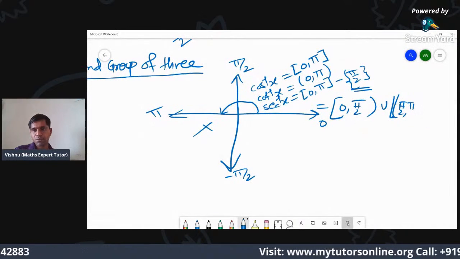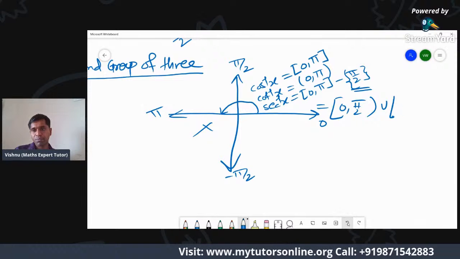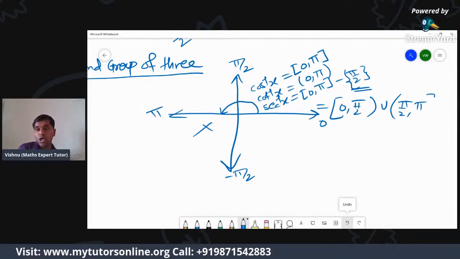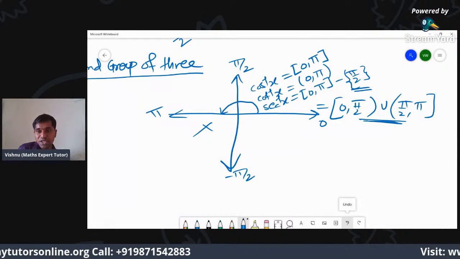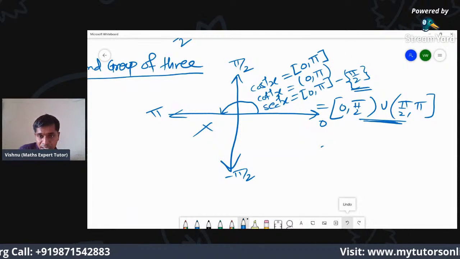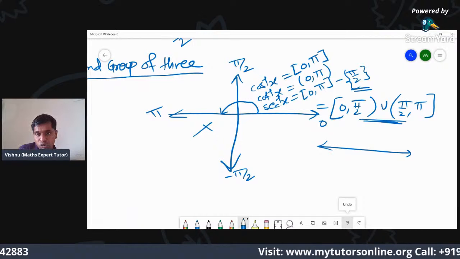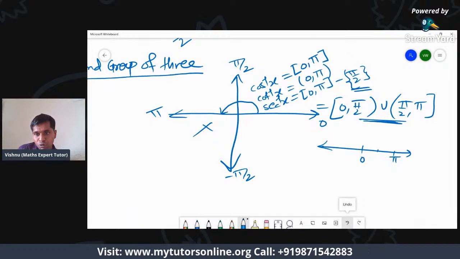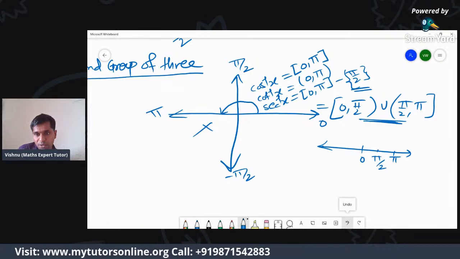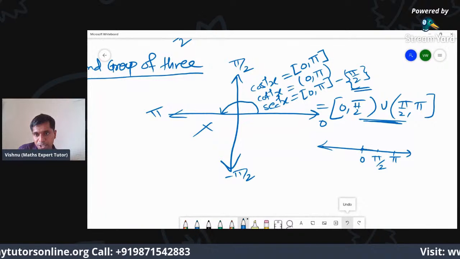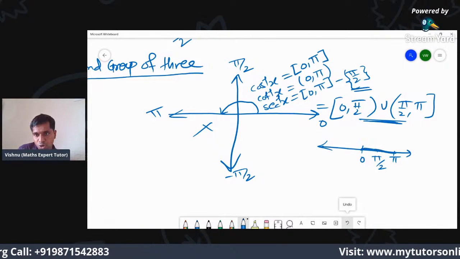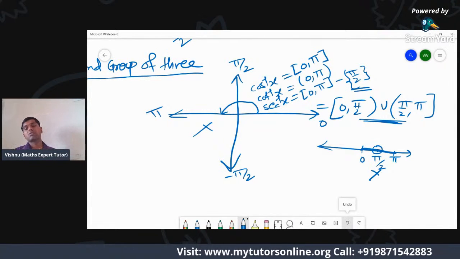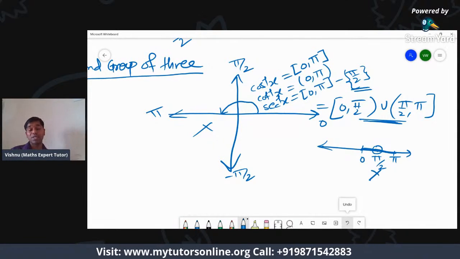I'll write it again. Note that both are 0 to pi by 2 and pi by 2 to pi; we are just excluding at pi by 2. If I have to write it on a number line, it will be like this. It will be 0, this will be, let's say, pi by 2, and this is pi. Only thing here is the open circle, which means pi by 2 is not included in the interval. That's what it means.